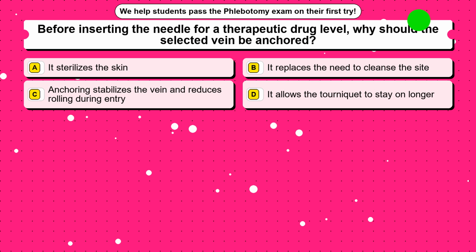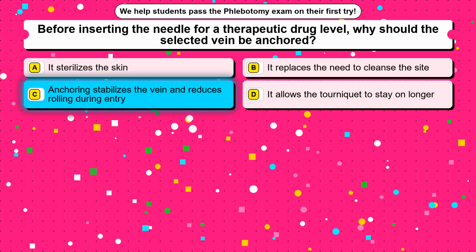Question 27. Before inserting the needle for a therapeutic drug level, why should the selected vein be anchored? Option A. It sterilizes the skin. Option B. It replaces the need to cleanse the site. Option C. Anchoring stabilizes the vein and reduces rolling during entry. Option D. It allows the tourniquet to stay on longer.